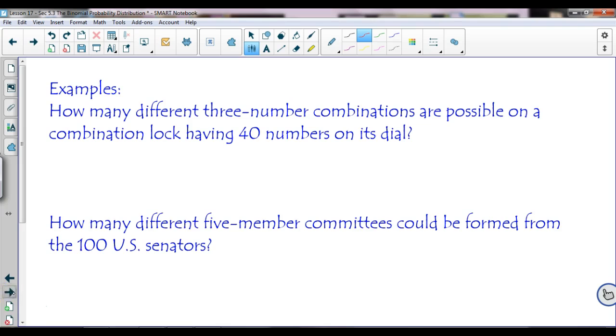All right, do the next 4 examples. All right, try them, work through them, and then we'll go over them together.